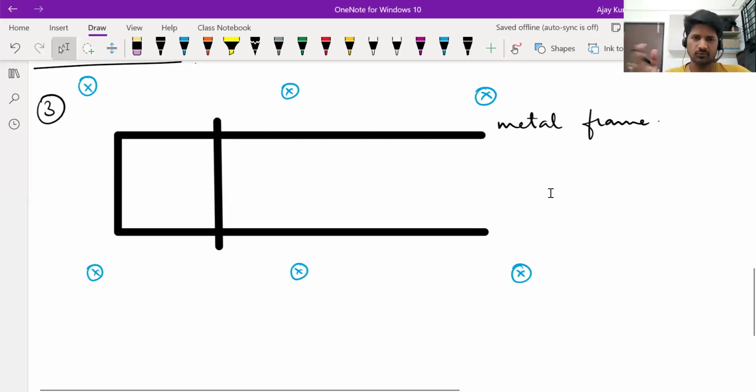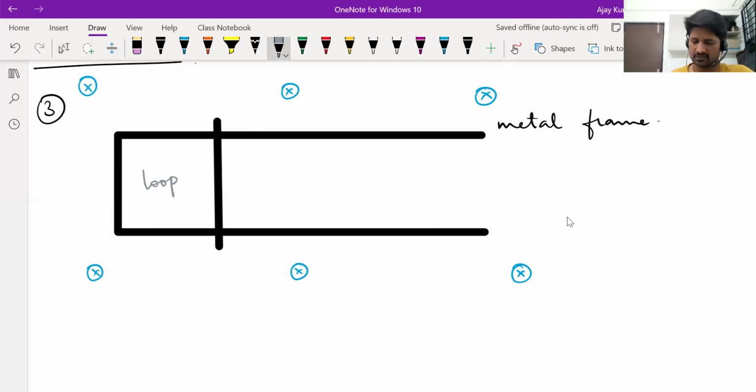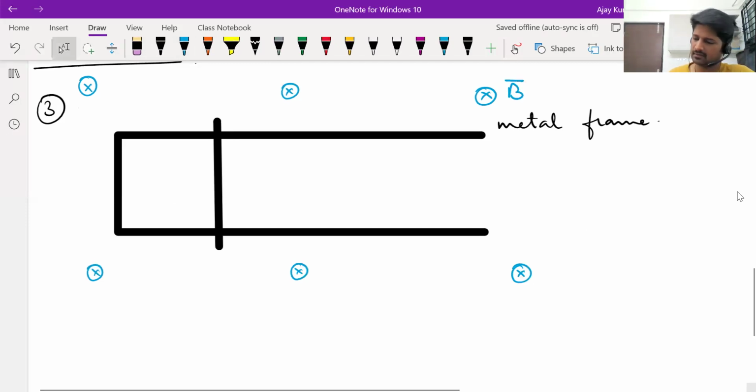So that rod is movable. It's not fixed to the metal. So effectively what you get here is a loop. But it's not a loop of fixed dimensions. As the rod moves forward or backward, that loop's area can be expanded, it can be contracted, it can increase and decrease. Suppose the magnetic field is uniform and constant.